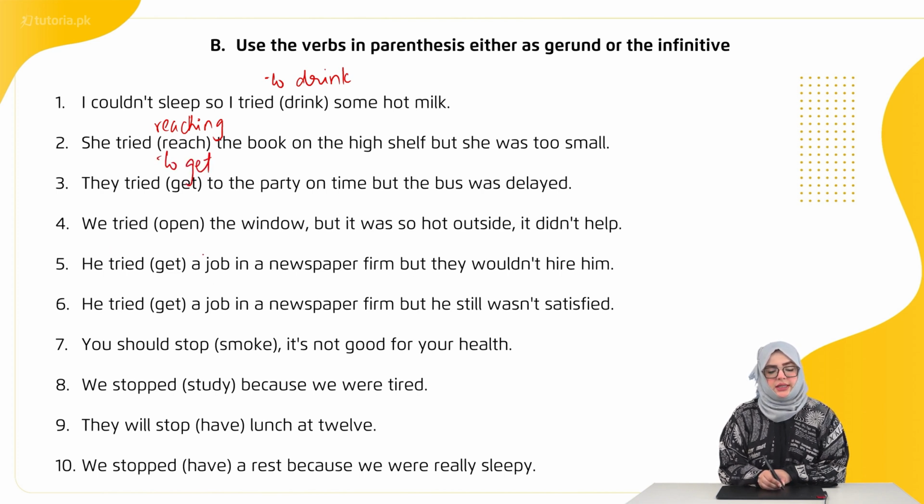Fourth is we tried open the window but it was so hot outside it didn't help. We tried to open. यहाँ opening भी लिख सकते हो, it would be correct. Fifth is he tried get a job in a newspaper firm but they wouldn't hire him. He tried getting a job in a newspaper firm but they wouldn't hire him. He tried get a job in a newspaper firm. ये repetition है तो यहाँ पे हम to get लगा देते हैं.